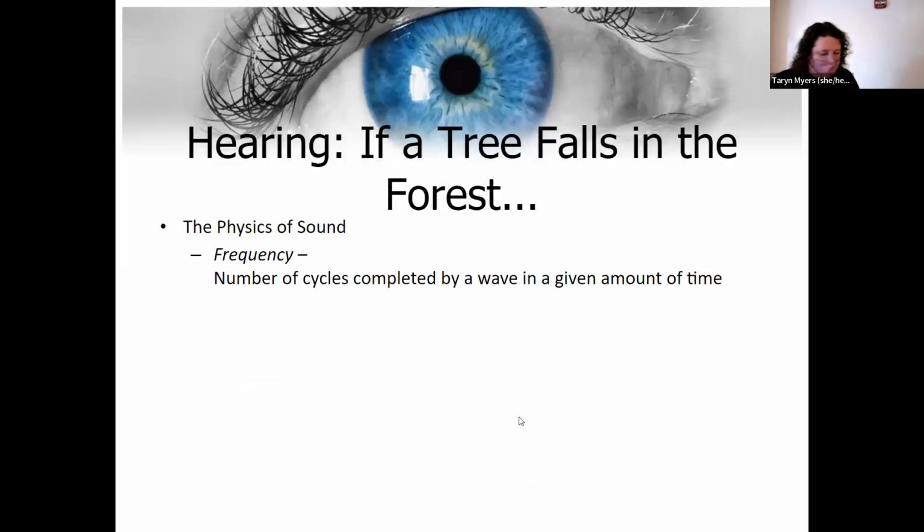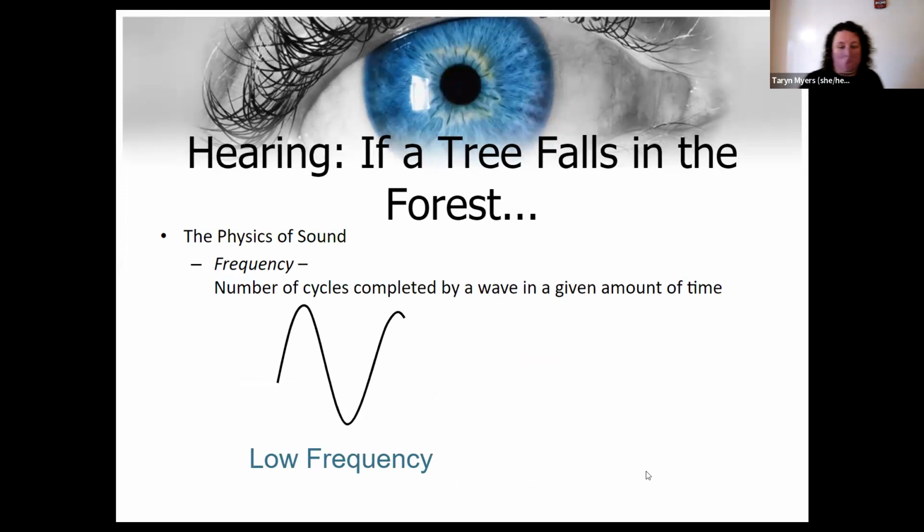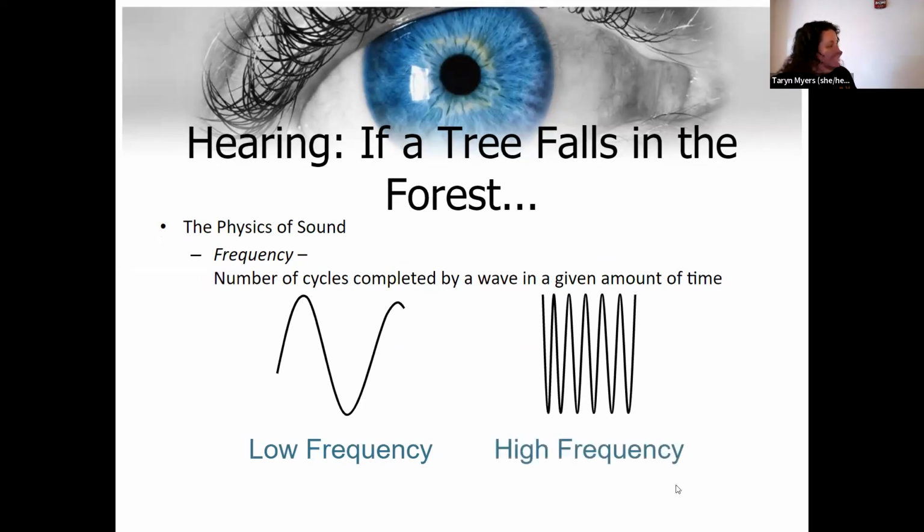All right, so again, just touching on each of the senses here. Talking about hearing, what we are going to be talking about is the physics of sound. The frequency is the number of cycles completed by a wave of sound in a given amount of time. So this wave has relatively low frequency, and this wave has high frequency, more cycles being completed in the same amount of time.